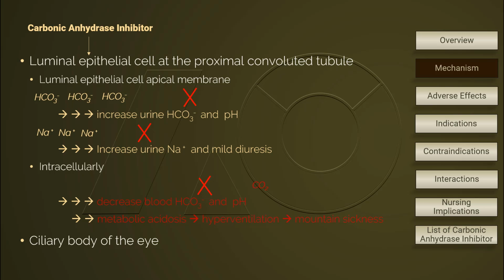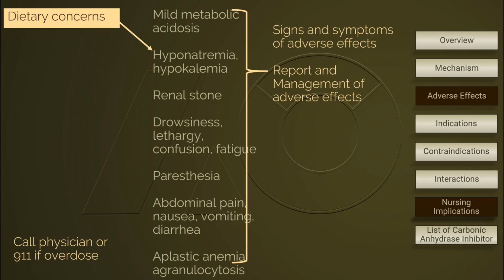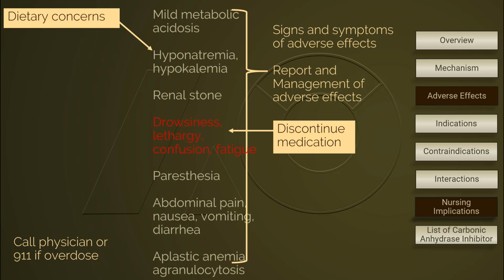In this group of diuretics, we have 3 medications: acetazolamide, dorzolamide, and brinzolamide. Have you noticed? This group of medications are named zolamide. Common adverse effects are fatigue, abdominal pain, nausea, vomiting, and paresthesia. Acetazolamide has central nervous system toxicity, manifested as drowsiness, lethargy, confusion, and fatigue. These symptoms are reversible once the medication is discontinued.